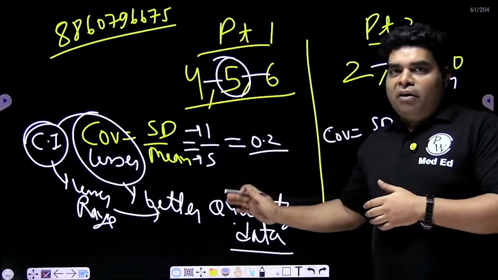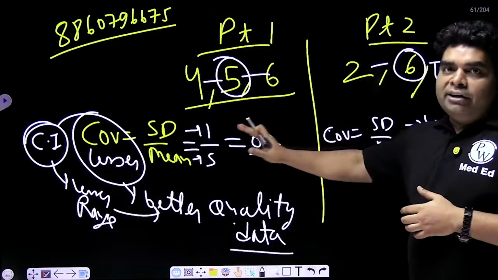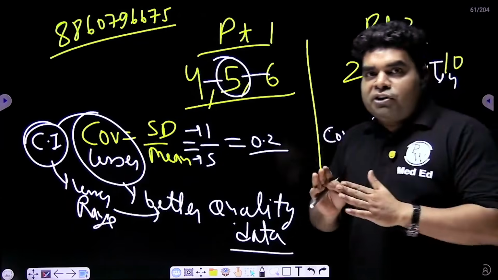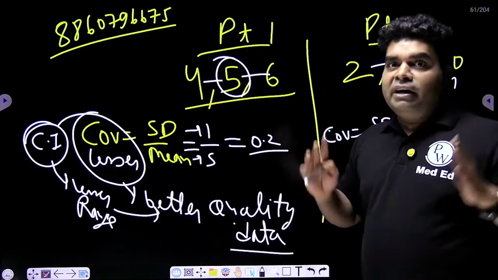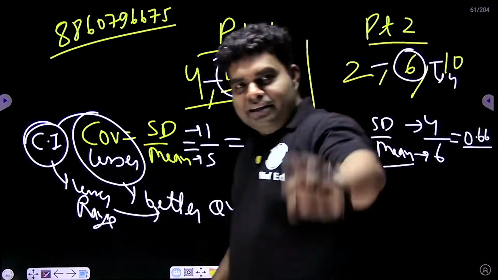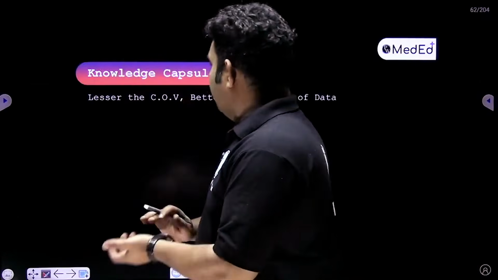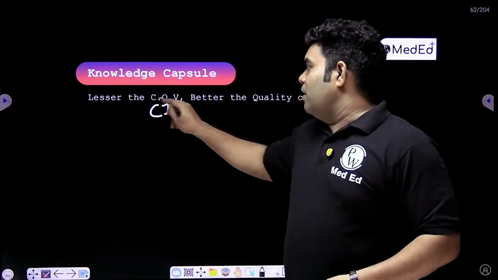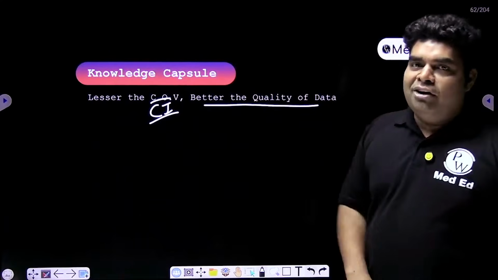Okay. So what does coefficient of variance do? It compares the quality of two data sets, or the dispersion of two data sets, and less dispersion, less coefficient of variance, less confidence interval means better quality data. Okay. So this is all the concept of coefficient of variance. Remember, the lesser the confidence interval or coefficient of variance, the better the quality of data.